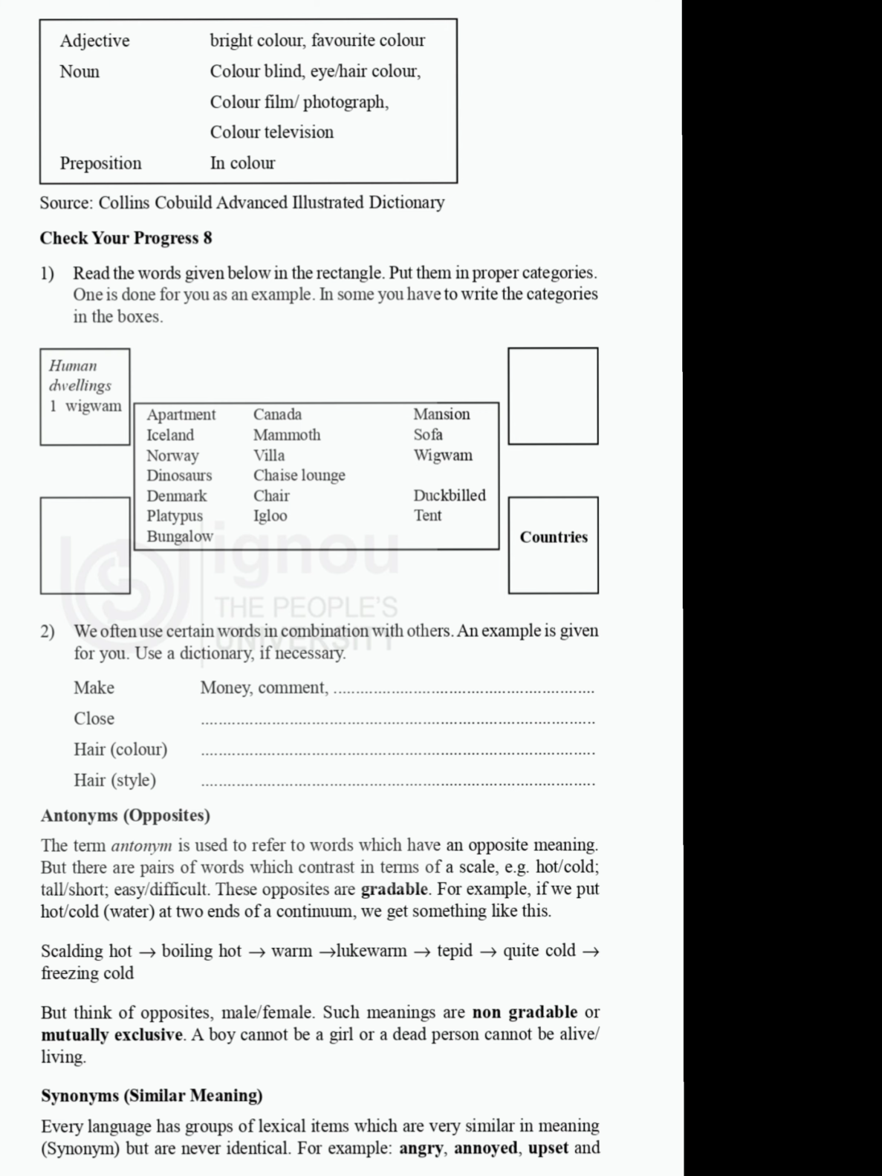Check your progress 8. 1. Read the words given below in the rectangle. Put them in proper categories. 1 is done for you as an example. In some you have to write the categories in the boxes. Human, dwellings, 1 wigwam, apartment, Canada, mansion, Iceland, mammoth, sofa, Norway, villa, dinosaurs, chaise lounge, Denmark, chair, duckbill platypus, igloo, bungalow, tent, countries.